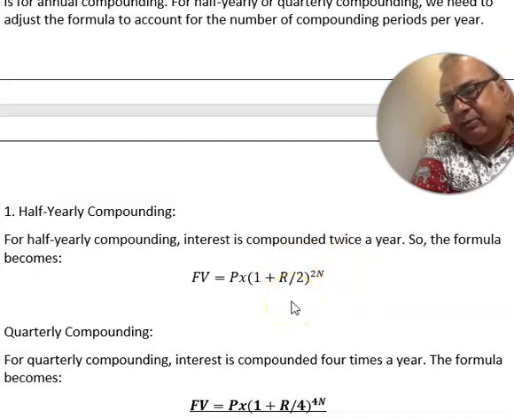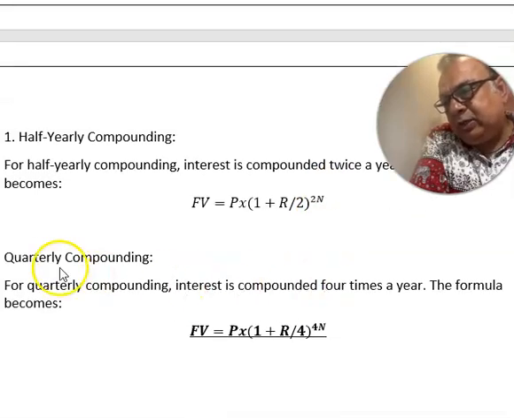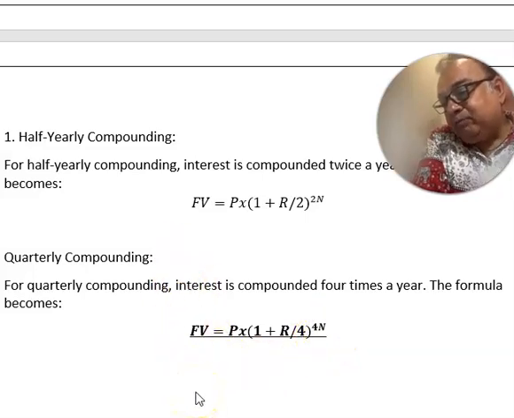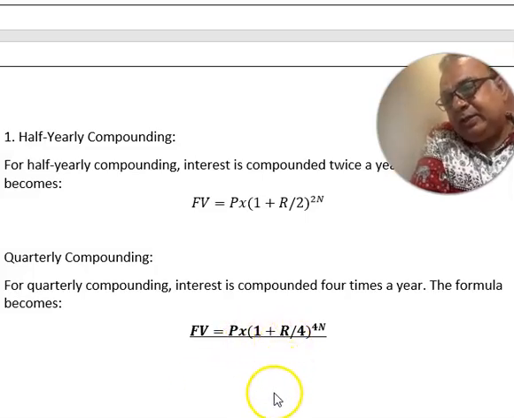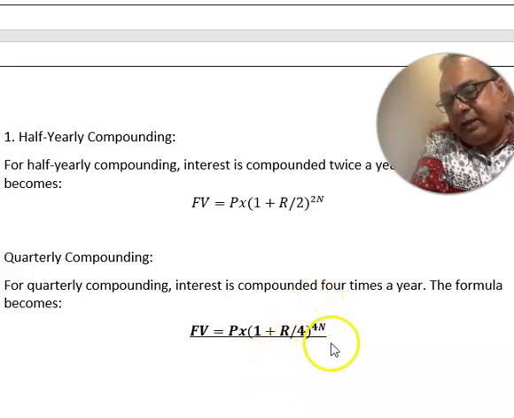Rate of interest divided by 2. In this formula you are calculating compound interest every 6 months, twice a year: the rate of interest divided by 2 and the number of years multiplied by 2. If you want to calculate compound interest quarterly, then you divide the rate of interest by 4 and multiply the time by 4n. If you want to calculate compound interest on a daily basis, then the rate of interest is divided by 365 and the time period multiplied by 365.